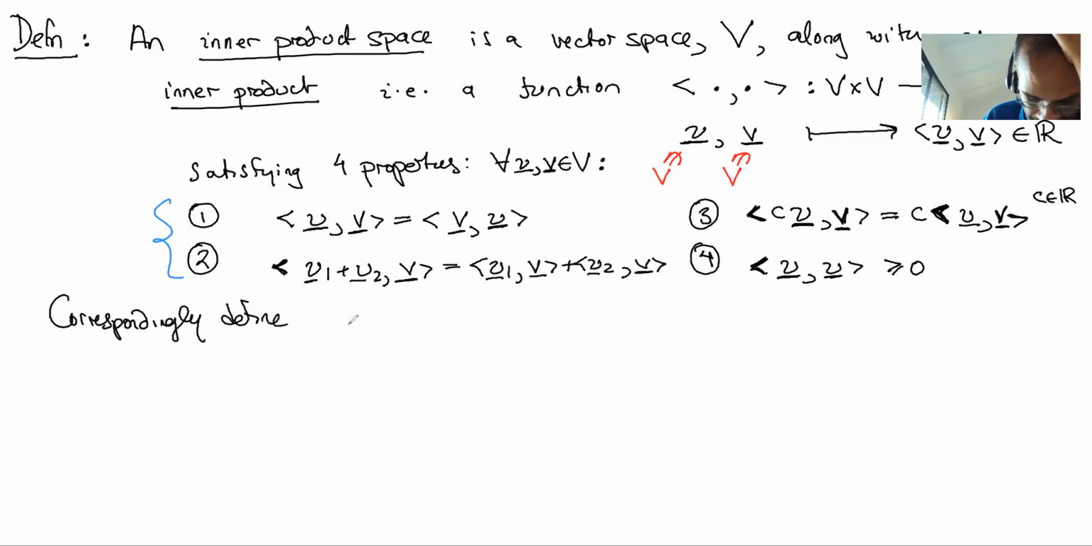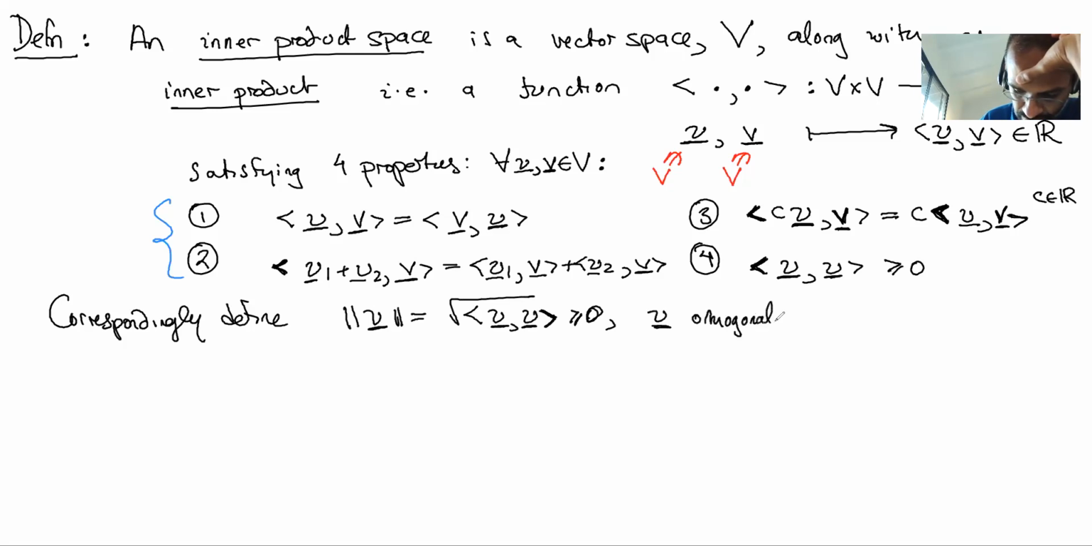You can define the norm of a vector u to be the square root of its inner product with itself. And that makes sense because the inner product is non-negative, right? You don't want to take a square root of a negative number. So this is always non-negative. And you can define u is orthogonal to v if the inner product is 0. So this is just completely identical to what we did for the dot product. Okay, so now we're adding the structure of chapter 6 to this arbitrary vector space.